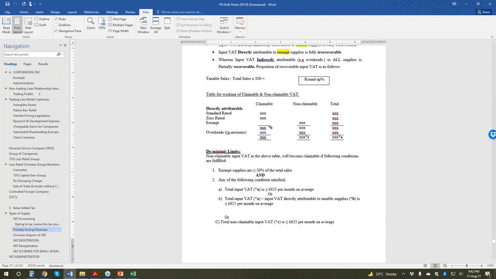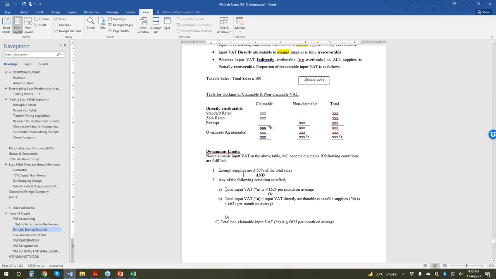De minimis limit. For de minimis limits, there is one condition, and after fulfilling that condition, we can move on to three tests, out of which any one can be satisfied. But if we do not fulfil this condition, we cannot even apply any of the tests. So the condition is that your exempt supplies should be less than 50% of your total supplies. This condition is fulfilled in Nocton Limited because their exempt sales are only 14%, way lower than 50%. So we can move on to the tests. Any one of the tests can be satisfied and we will be able to completely recover the input VAT.